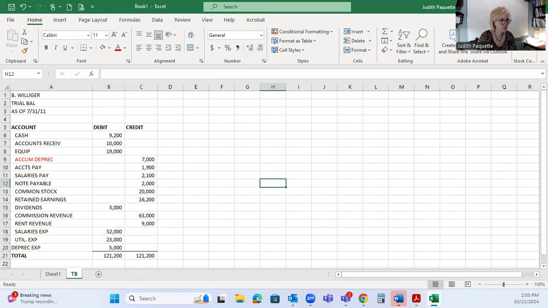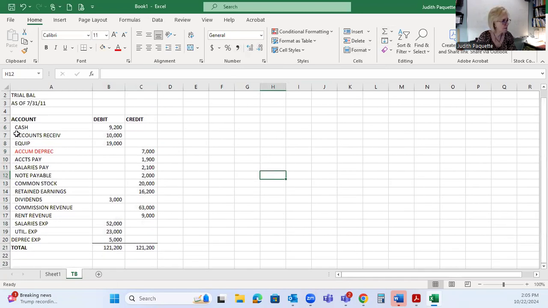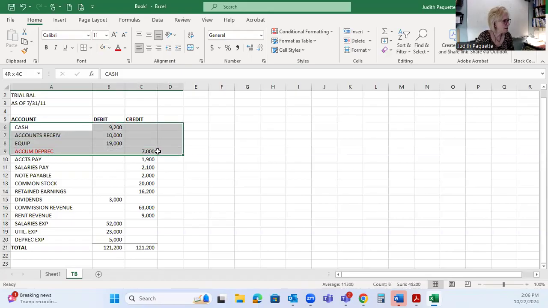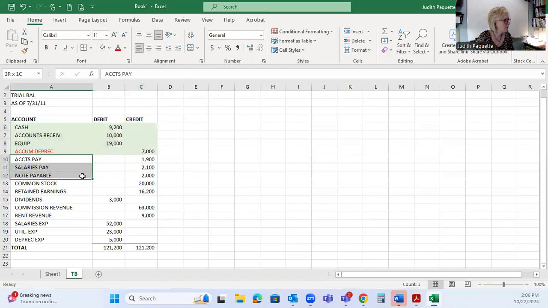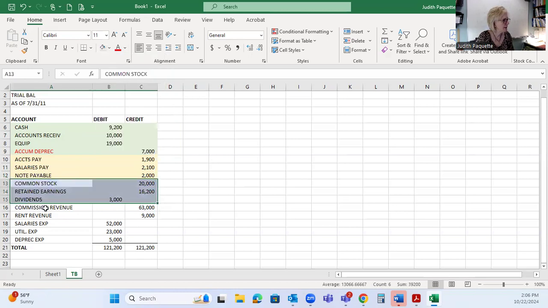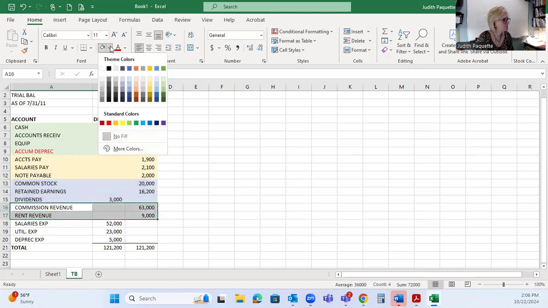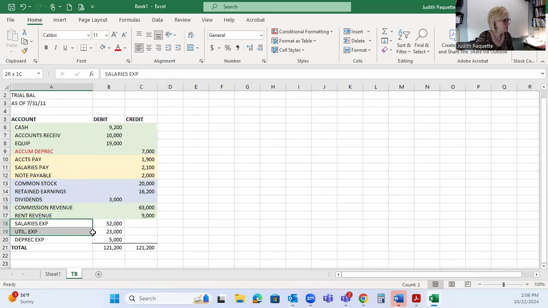Okay. So the important thing about the trial balance is you have to have it in order of the accounts: assets, liabilities, stockholders' equity, revenue, expense. So these are all assets. Let's just color code them. These are all liabilities. This is all part of stockholders' equity. This is revenue. And these are expenses.